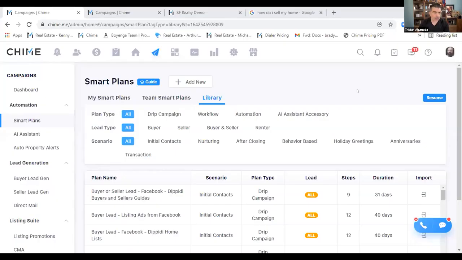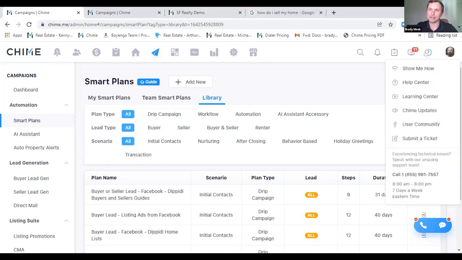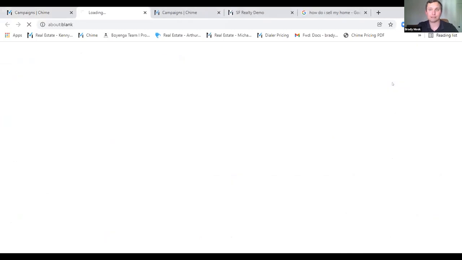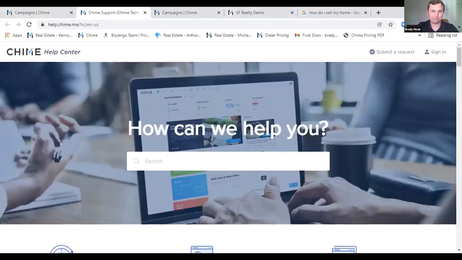Brady, can you show us where we would go to for the education? Because I know that gets lost sometimes. If people are just signing up, where they would go to learn more within Chime. You bet. Your best friend over here is going to be this little question mark shaped icon in the upper right-hand corner. I would be a big fan of all three of these areas. Most importantly, at least from a content perspective, might be that help center.